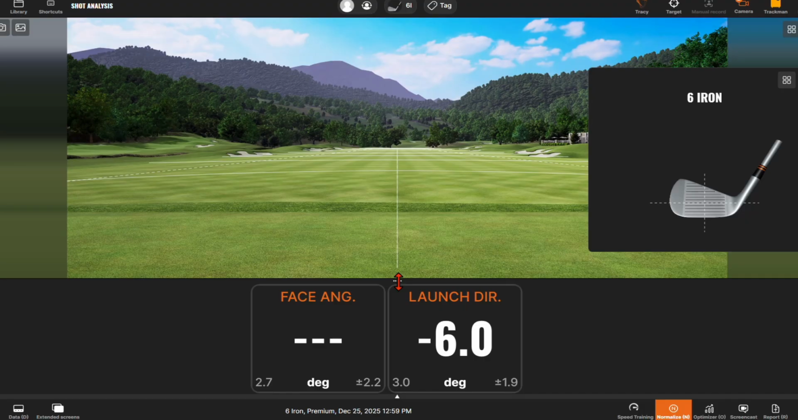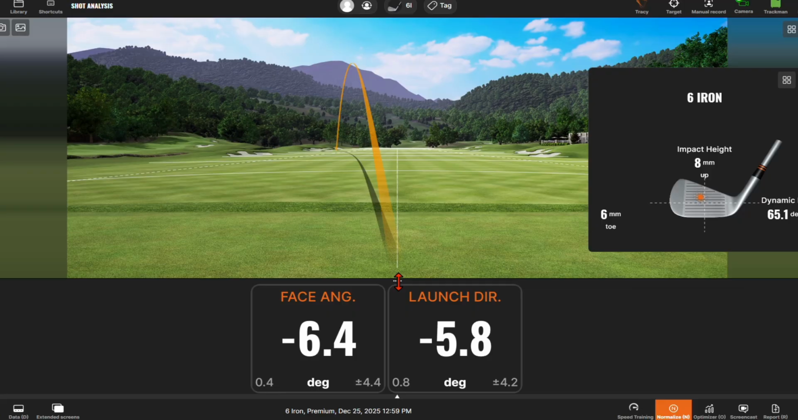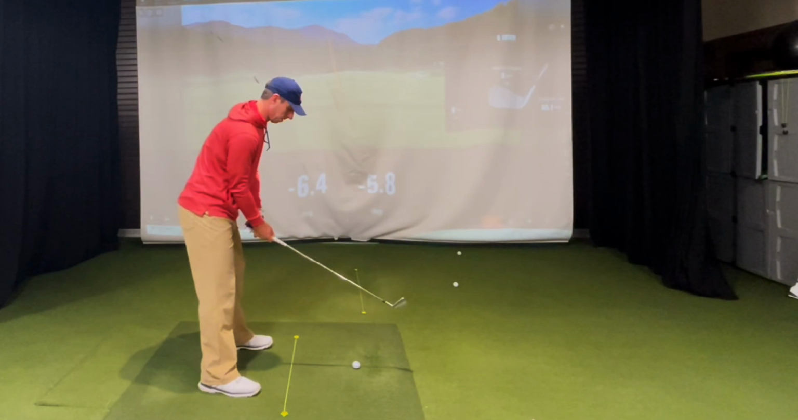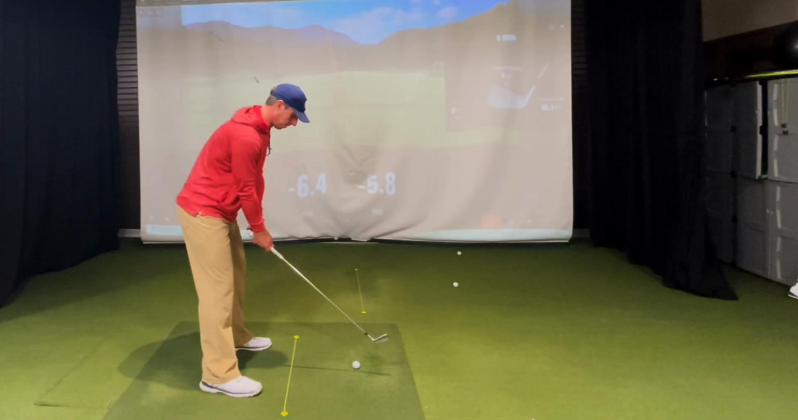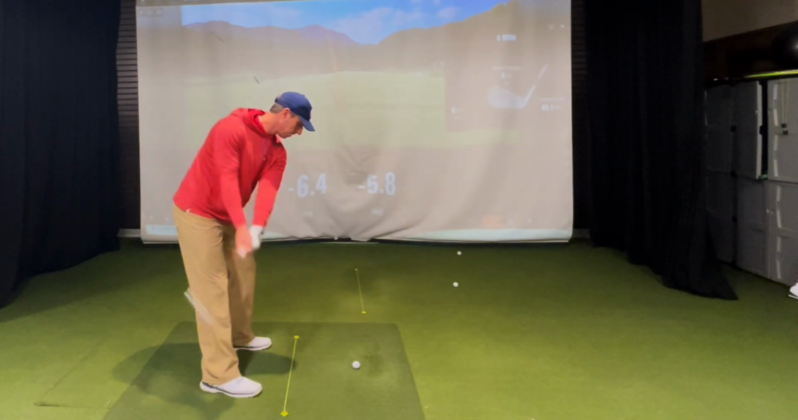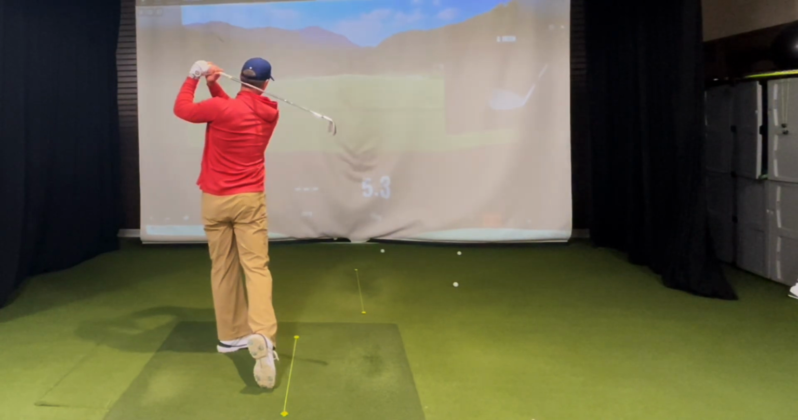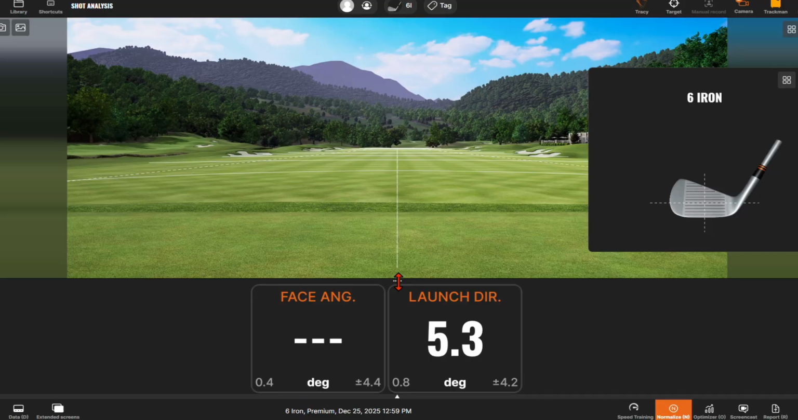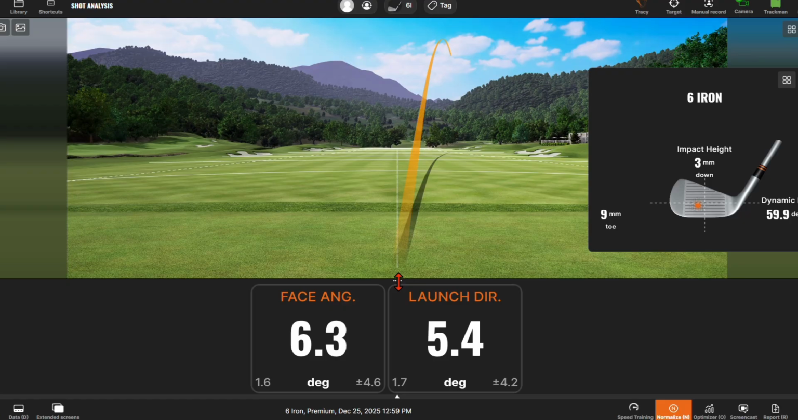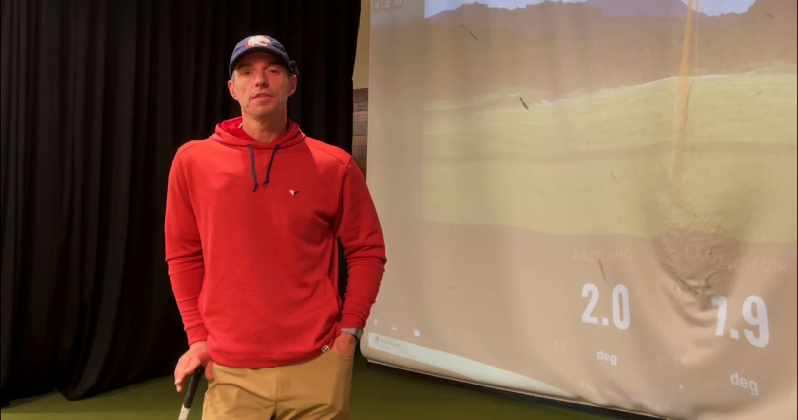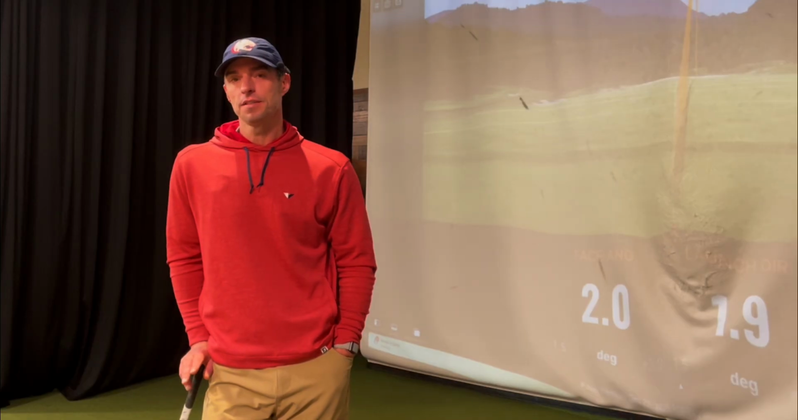When I hit one to the left, that ball took off 6 degrees to the left, and the club face was closed to the target roughly 6 degrees. Essentially, the thing to understand here is that the ball takes off where the club face is pointed at impact. So now that we understand that the ball is going to take off where the club face is pointed, it's time to talk about swing path.